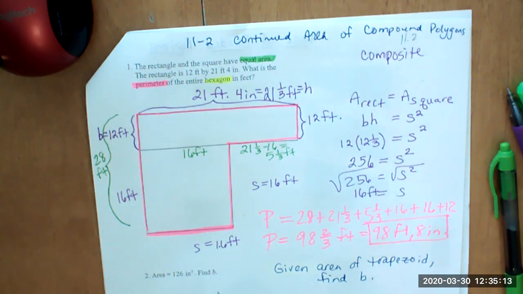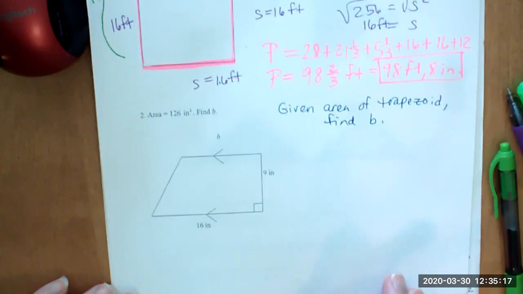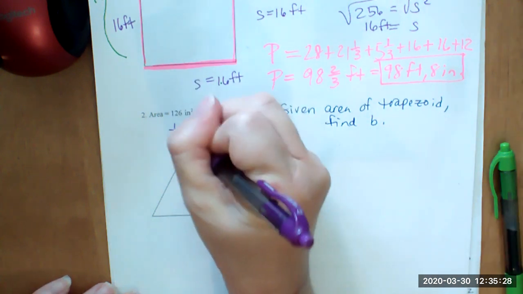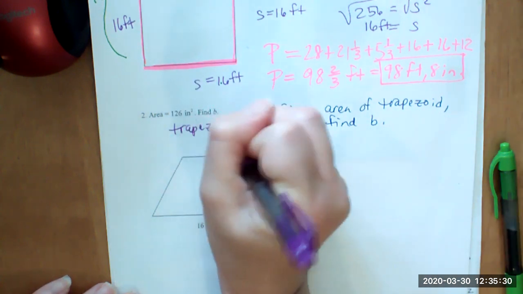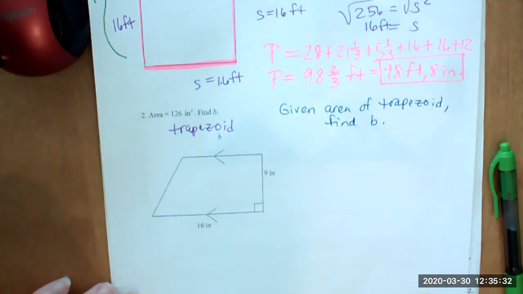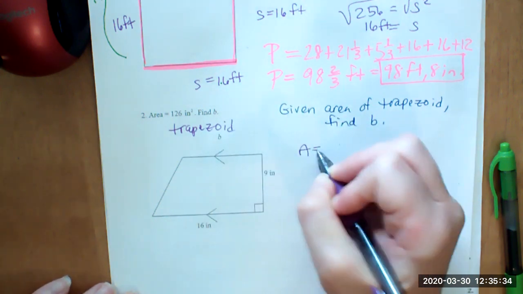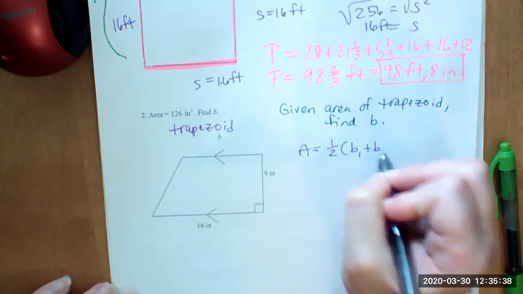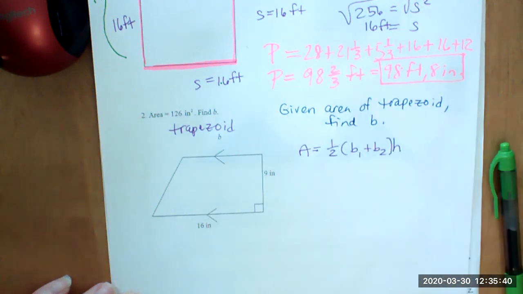All right, let's look at number 2. Number 2, we are given an area of a trapezoid and we need to find the base. So in this case, we have the trapezoid. We need to remember that the area formula for a trapezoid is going to be 1/2 of base 1 plus base 2 times the height.